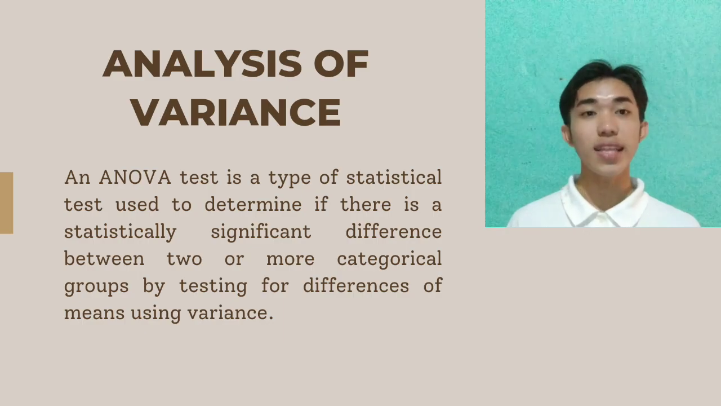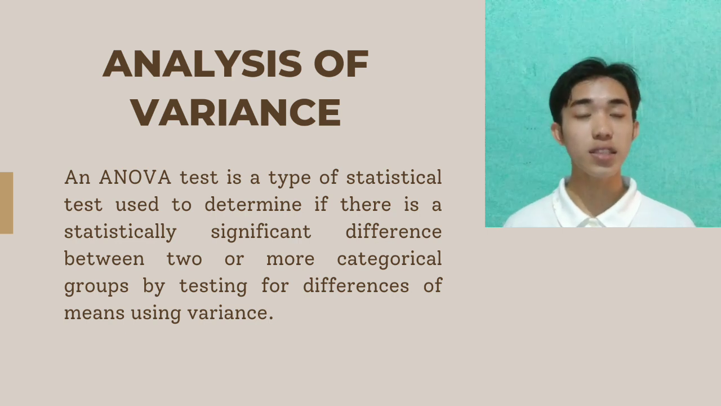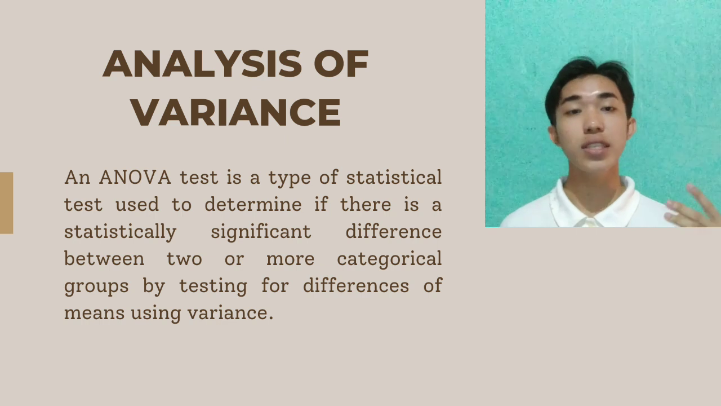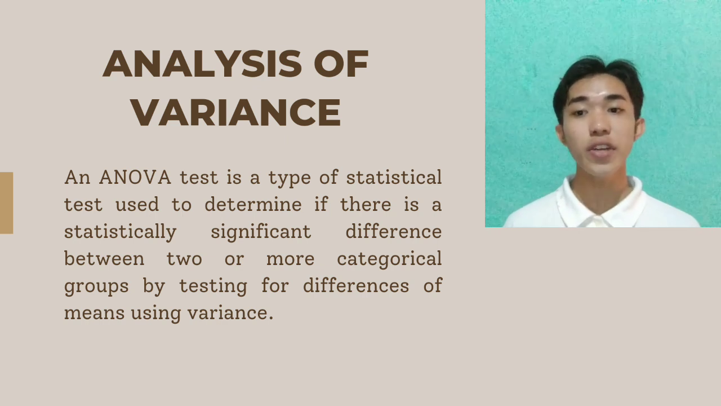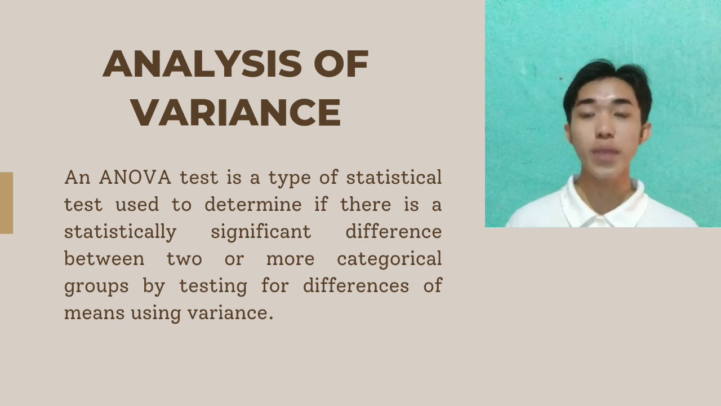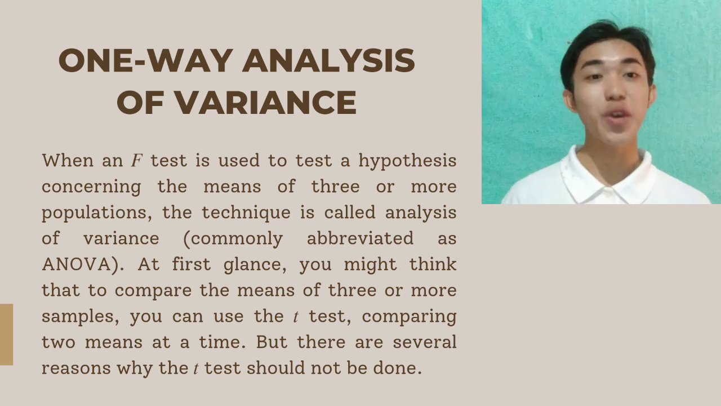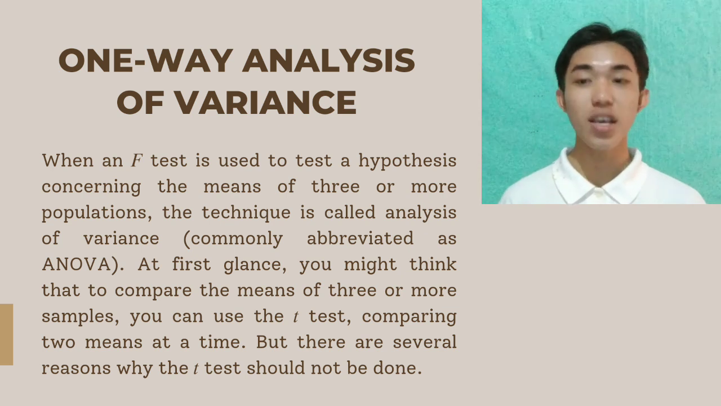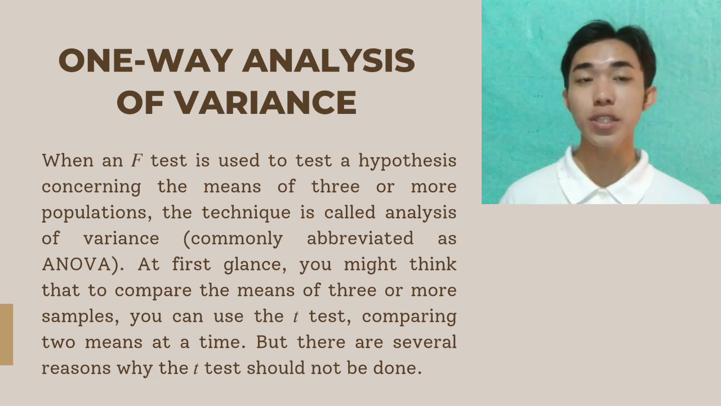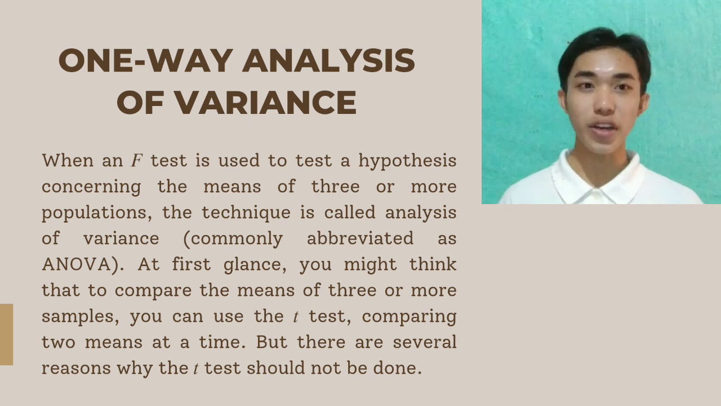So, what is analysis of variance? An ANOVA test is a type of statistical test used to determine if there is a statistically significant difference between two or more categorical groups by testing for difference of means using variance. In this lesson, we will be having one-way analysis of variance. When an F-test is used to test a hypothesis concerning the means of three or more populations, the technique is called analysis of variance, commonly abbreviated as ANOVA.